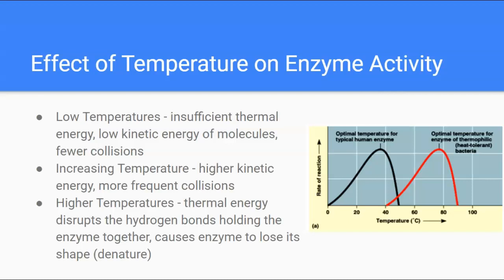So let's talk about temperature first. What is the effect of it and how does it impact it? Low temperatures mean insufficient thermal energy, which means low kinetic energy, which means molecules are moving slower. There's fewer collisions. When you increase temperature, you have higher kinetic energy and more frequent collisions. But when you increase the temperature too much, you're now disrupting the hydrogen bonds of the enzyme. And once those hydrogen bonds are broken, they're really hard to put back together, which means the enzyme has now lost its shape, which means the enzyme is now denatured and unable to continue doing its job.